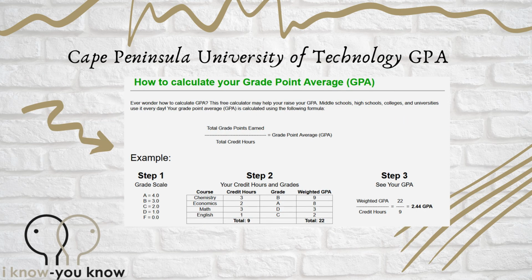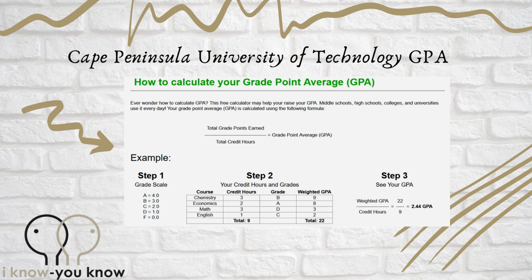So this slide is also still from the Cape Peninsula University of Technology, CPUT, and here is where they explain the calculation behind their tool. Obviously with the tool, you would just enter your stuff, it's like a plug and play type thing where you just enter your marks, you enter your courses, and then you just get a GPA. But here they're actually explaining how they calculate it.